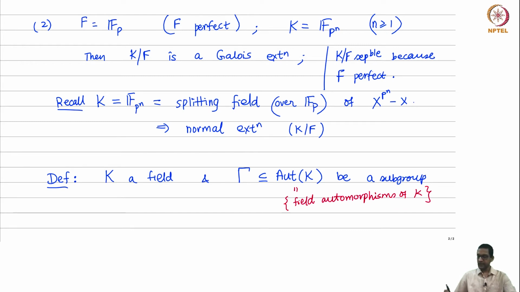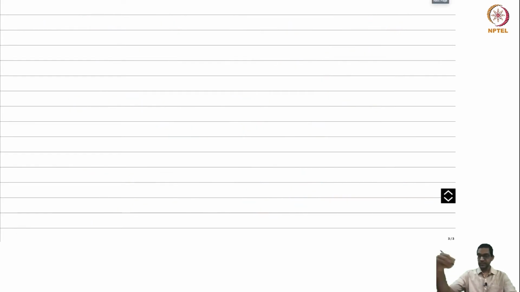So if I take gamma a subgroup, then the definition is the following. Let K be a field, gamma be a subgroup, then we write K superscript gamma, K^gamma, to be the set of all elements of K which are fixed by every element of gamma. Okay, so sigma of a should be a, and this should be true for every sigma in gamma.